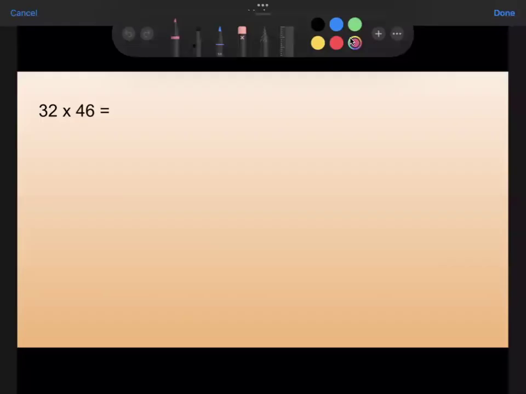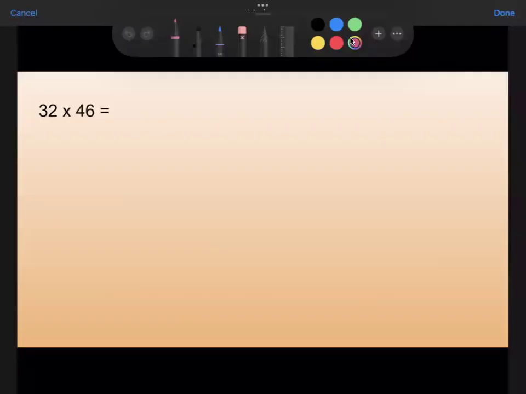Okay, here's our next one. I'm going to go ahead and show you how to do this one using what we call partial product. Partial product is where we're going to pick one of these numbers to split up into its place values. Most of the time, you're going to pick the number with the most digits or the biggest number. In this case, they both have the same amount of digits. So I'll just pick the biggest number, which is 46, and split it up into its place values.